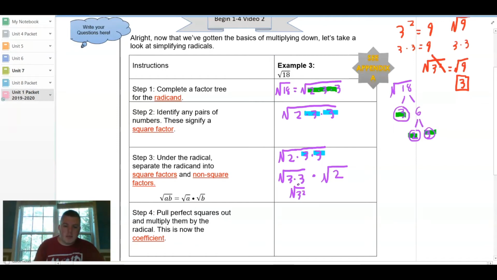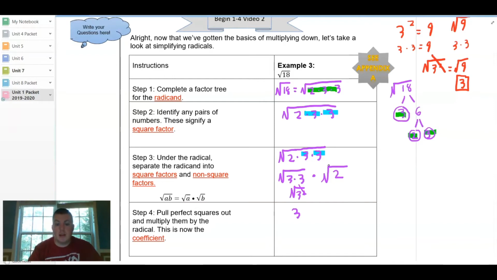Because these are inverse operations, that's going to cancel each other out and just leave me with a 3 here. So that's going to be my new coefficient. Now I can't do that with the square root of 2 because I don't have anything squared here. 2 is not a perfect square.